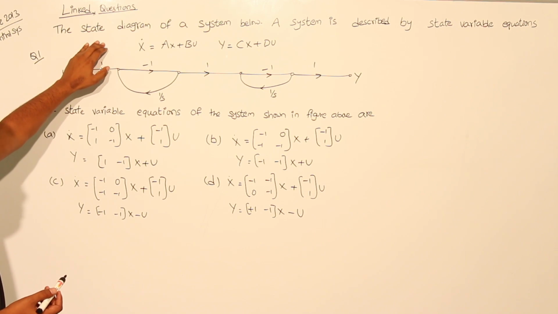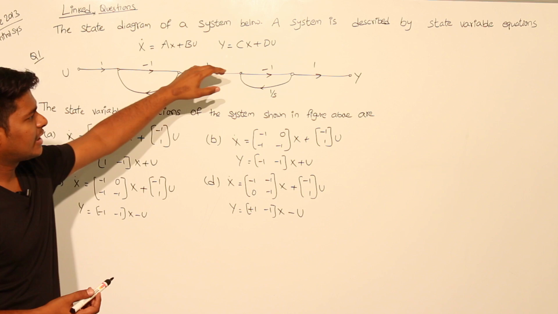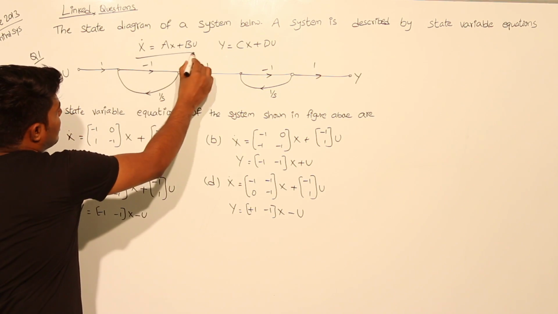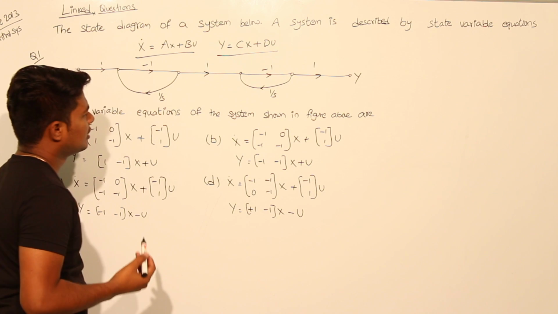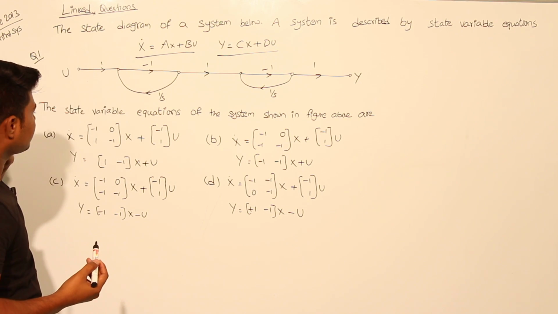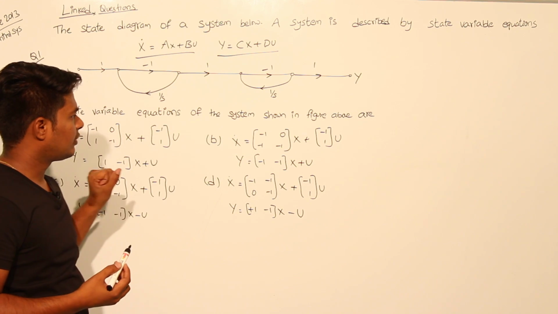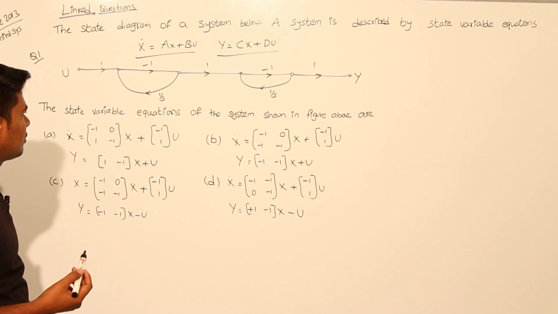The state diagram of the system is below. A state diagram is described by the state variable equations. So these are the state variable equations. They have given one diagram. Now we need to find the state variable equations of the system in matrix form.